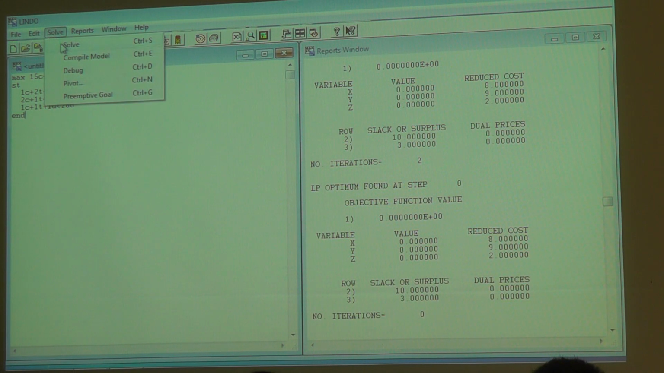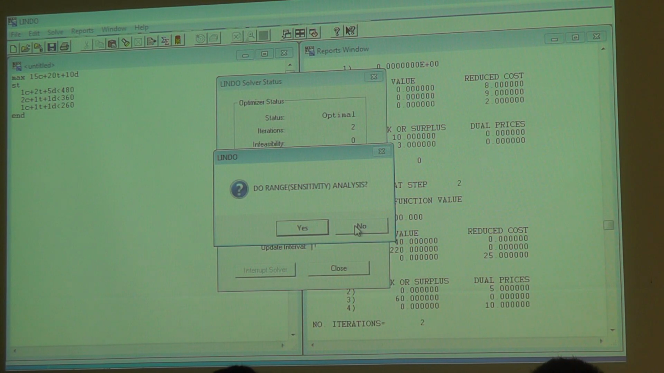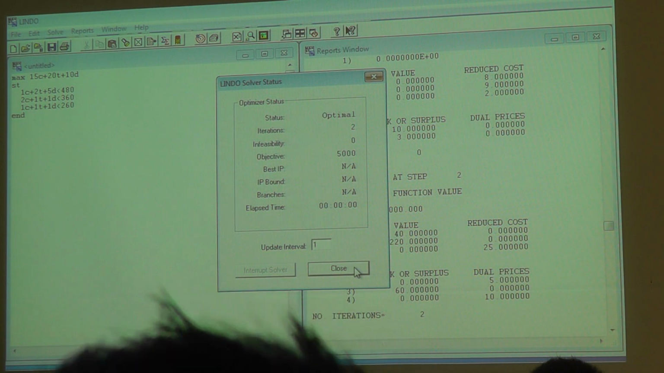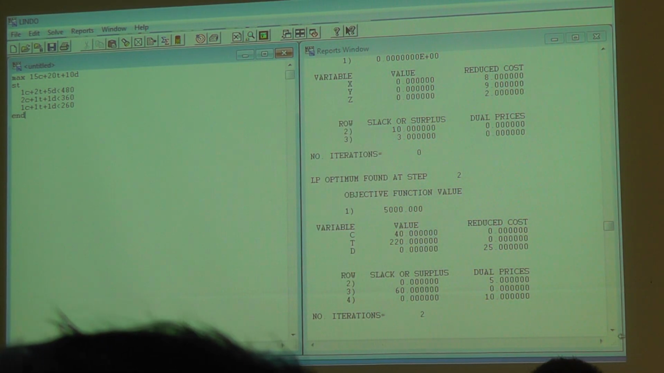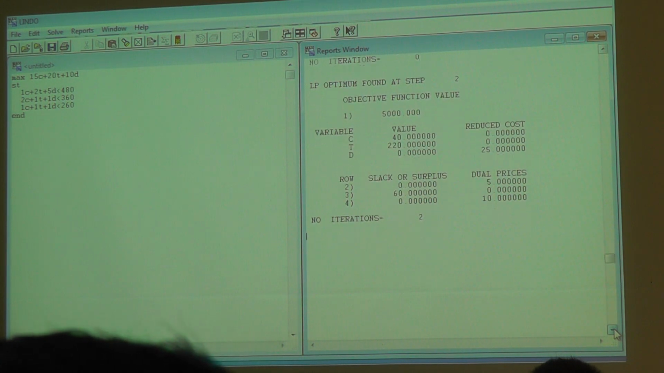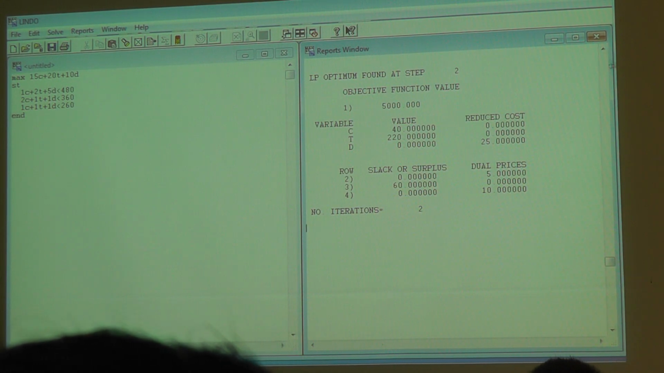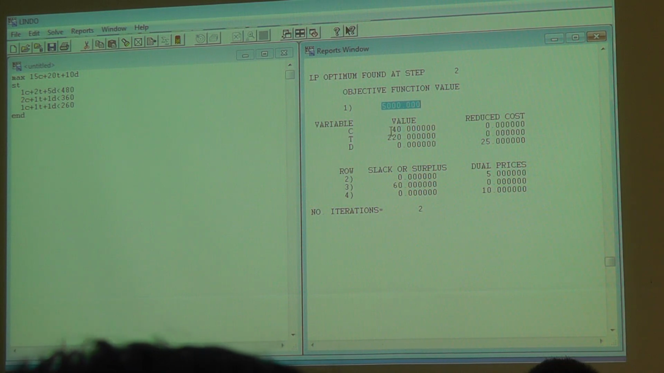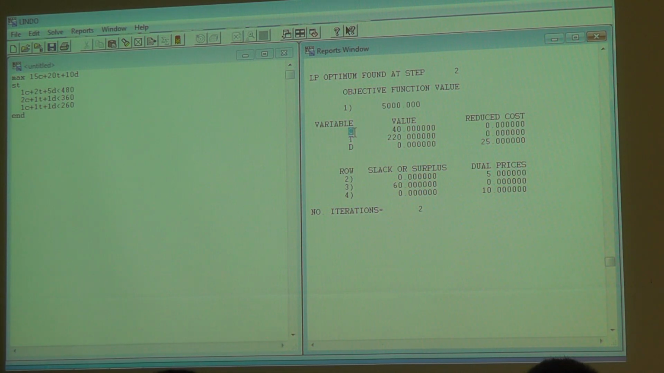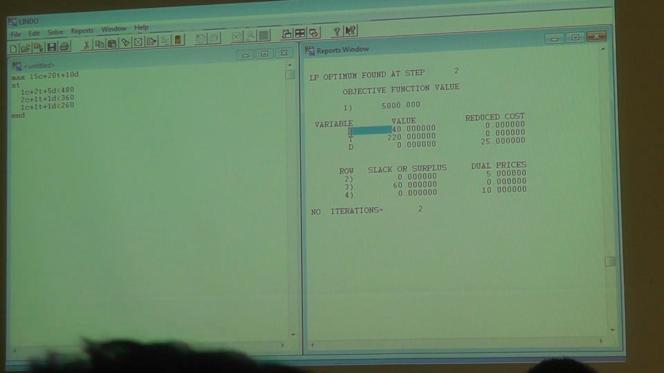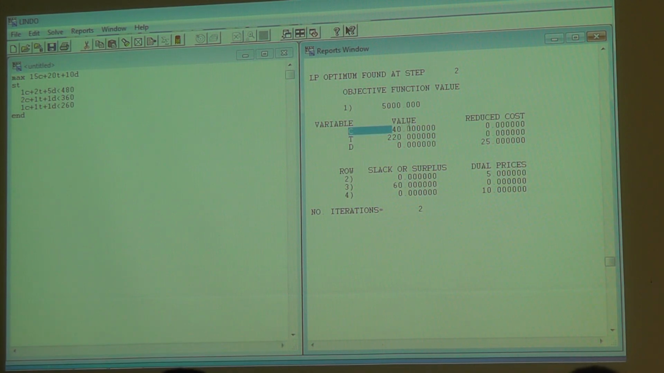Okay, so now let's try to solve this. Let's not do the sensitivity analysis yet. And we get this solution. After 2 iterations, the program has found the optimal value. The optimal value is 5,000. The number of chairs, well, now I know it's the number of chairs because the name of the variable is C for chairs. And the number of chairs is 40, the number of tables is 220, the number of doors is 0, so we don't produce any doors.